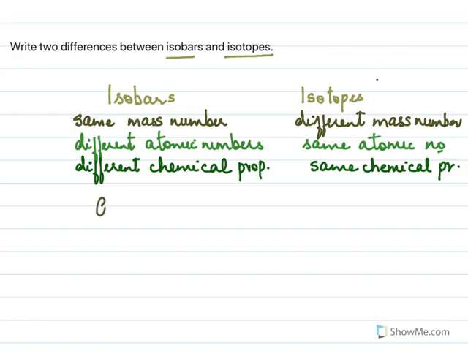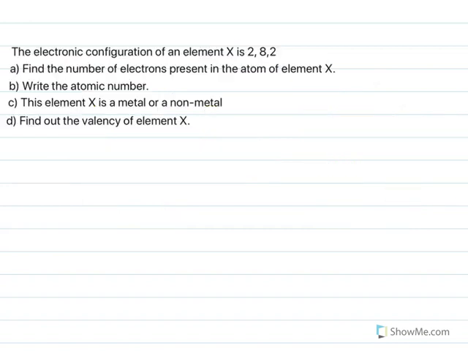Example of isobars we've just seen: argon, calcium, same mass number, atomic number is different. And when it comes to isotopes, like isotopes of carbon, they both have the same atomic number, mass numbers are different.